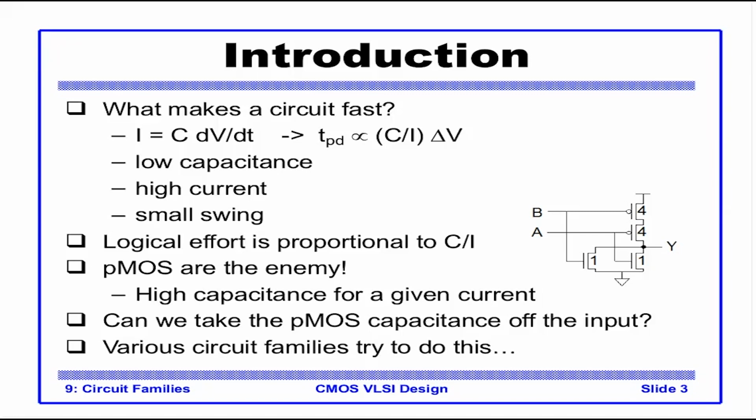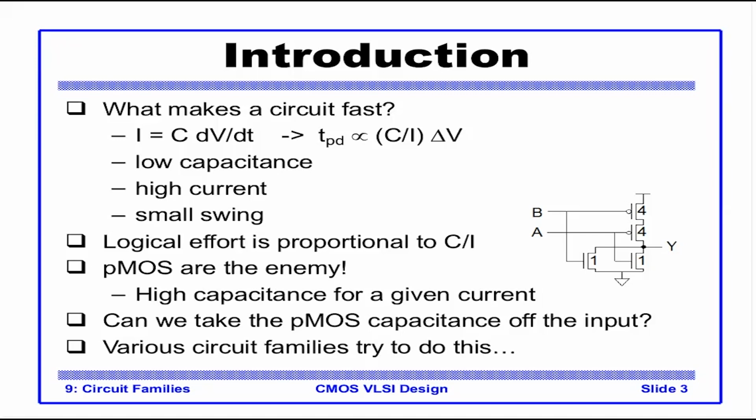So here the angle we are looking at is purely the timing. We are looking at area and timing. We are not talking in terms of power now. So the question is, what makes a circuit fast? How fast or how slow a circuit is depends on the current. How fast does the current charge or discharge the capacitor? So I is equal to C dV by dt. So the propagation delay is proportional to C times delta V by I.